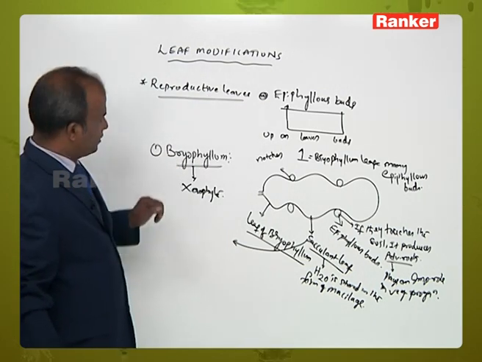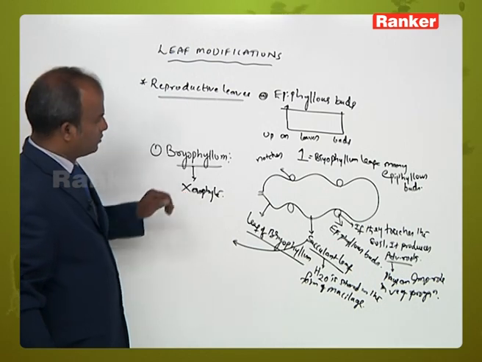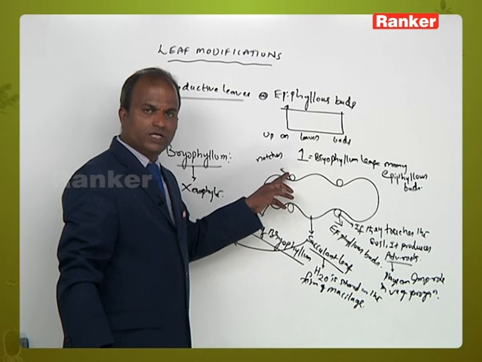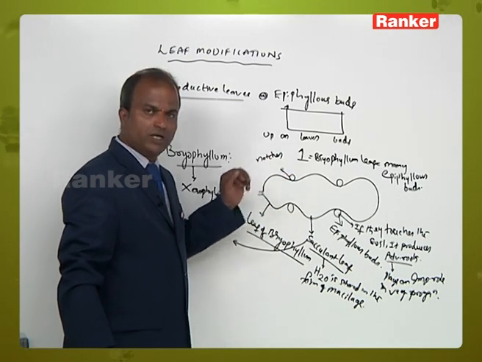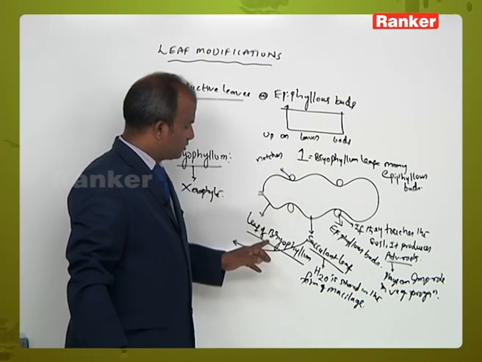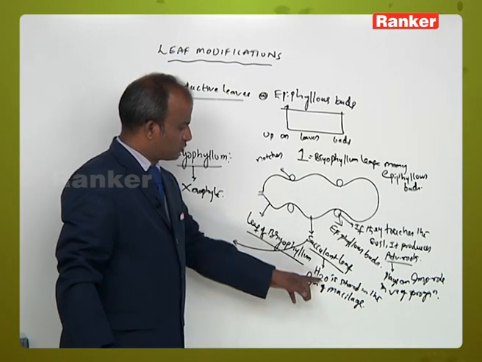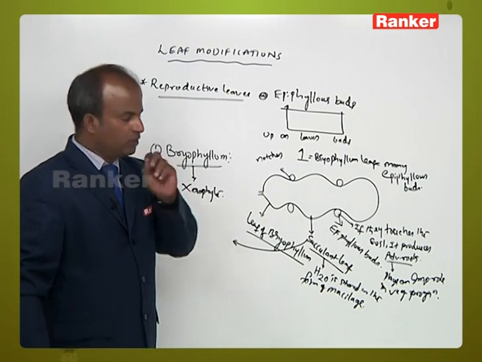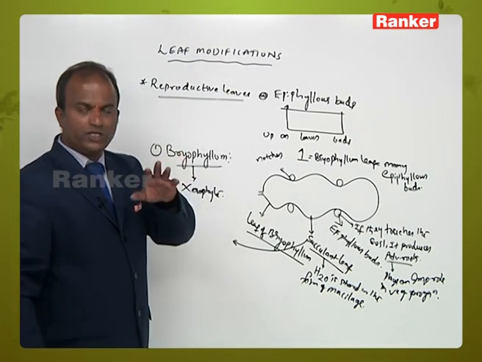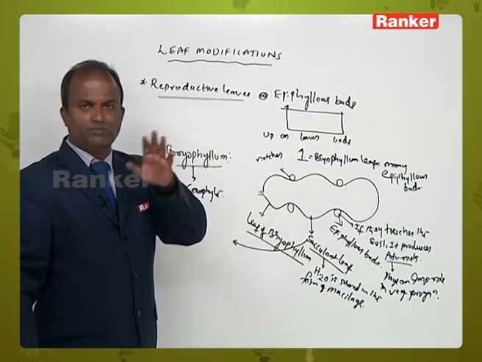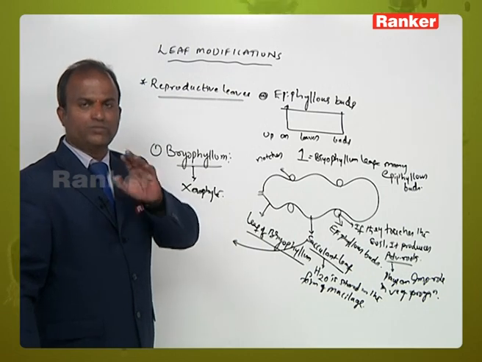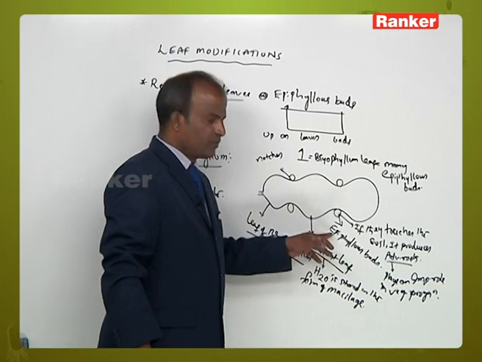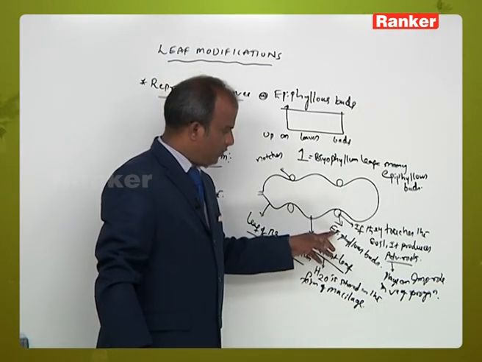The example is Bryophyllum, which is a xerophyte, and in Bryophyllum, epiphyllous buds are adventitious buds present in the notches. As the leaves store water in the form of mucilage, they are also called succulent leaves. They face drought conditions externally but not internally. Reason why? Because they store water in the form of mucilage. The notches show epiphyllous buds.